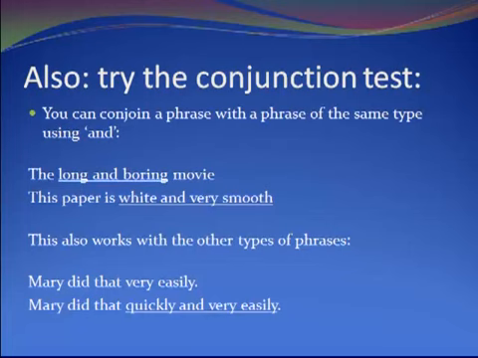By having something that you're sure about being a phrase, you can test whether something else is a phrase of the same type. So you can do that with other sorts of phrases. So you can say Mary did that very easily, because easily is the head here. It's an adverb, so very easily is an adverb phrase. So you can say Mary did that quickly and very easily. That shows you that quickly must also be an adverb phrase.